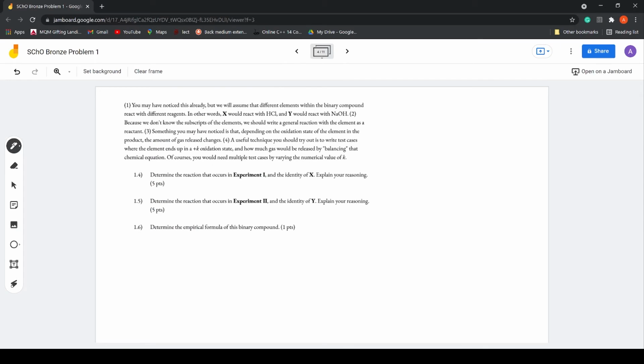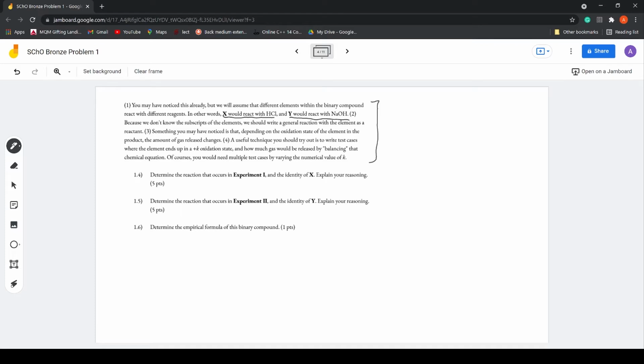So again, this is the actual extended version of the hint. I'll just read it a little bit and note the important things to take away. You may have noticed this already, but different elements react with different reagents. X reacts with HCl, Y reacts with NaOH. So this is what we saw in our previous part.